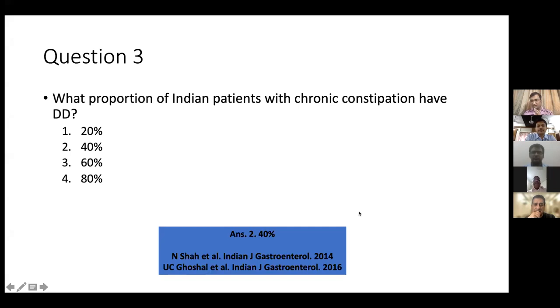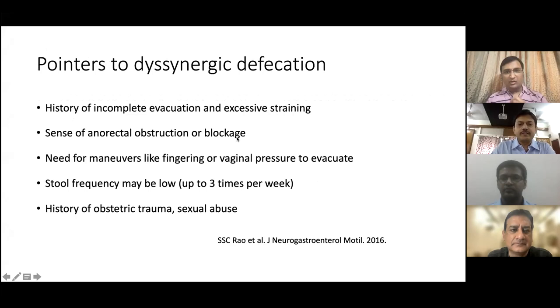There were two studies, both of which showed a figure roughly close to 40%. One from Mumbai showed exactly 40%, and one from SGPGI showed 36%. There are some pointers to dyssynergic defecation that we have to look for in history: incomplete evacuation, excessive straining, sense of anorectal obstruction or blockage, and the need for maneuvers like fingering or vaginal pressure to evacuate. The stool frequency may be low in these patients, they will not necessarily always have an urge, and there might be a history of obstetric trauma or sexual abuse.